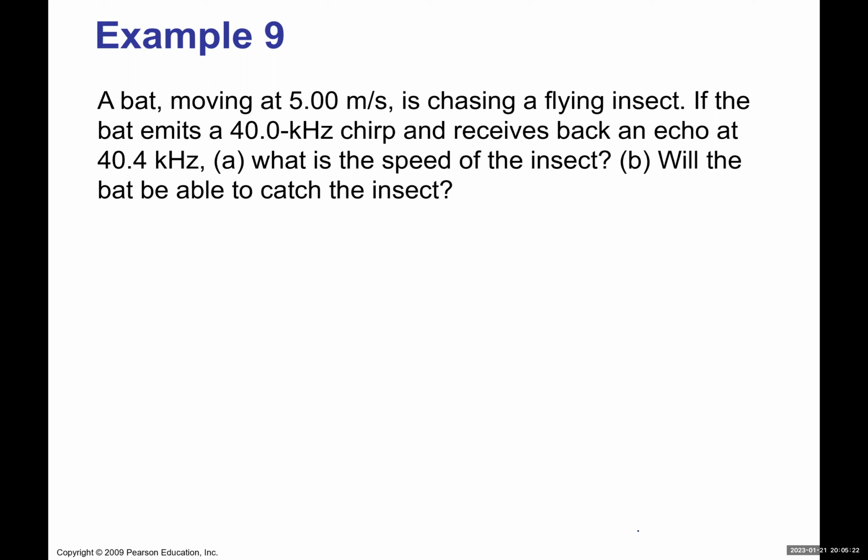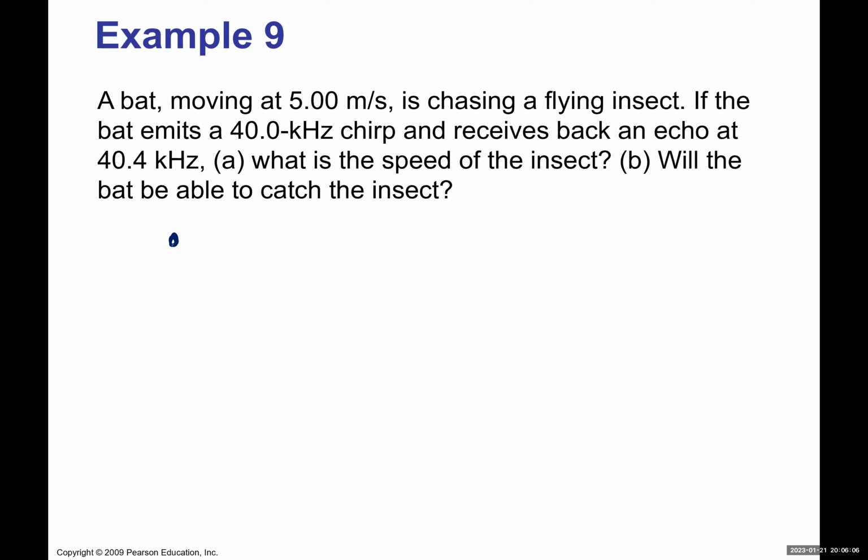The difference here is that we have a source that emits a sound, and then we have an observer. But then there's an echo. So the original source then becomes the observer for the echo. So we have two parts. You can break it down: first, the observer is the insect and the source is the bat. Then for the echo, it's the other way around. The insect is the source and the bat is the observer. So let's look at it.